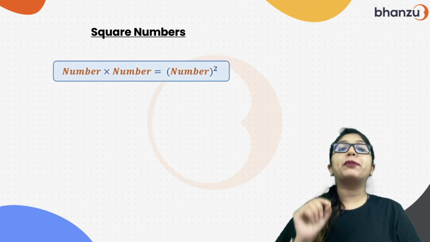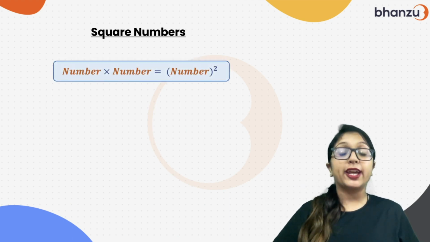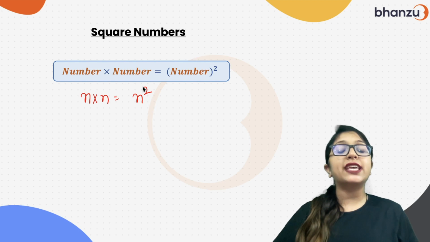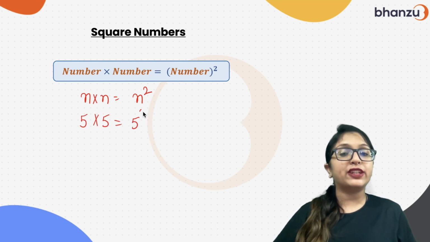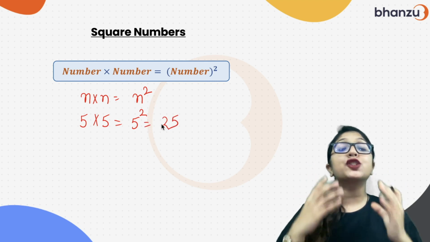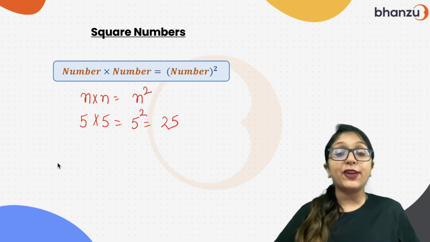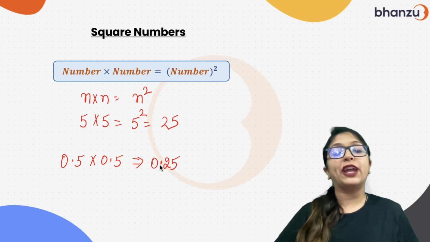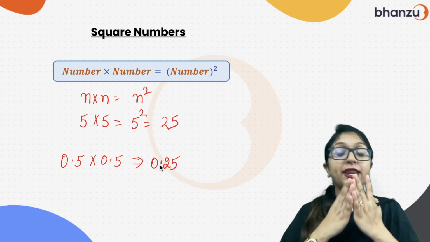Number multiplied by number is equal to number square. So here we multiply the number by itself. Now n times n is equal to n square. So let's say if n is 5, then 5 times 5 is equal to 5 square, which is equal to 25. So 25 is a square number. Now we can even find the square of a decimal number. For example, 0.5 multiplied by 0.5 is going to be 0.25, which is also a square number.